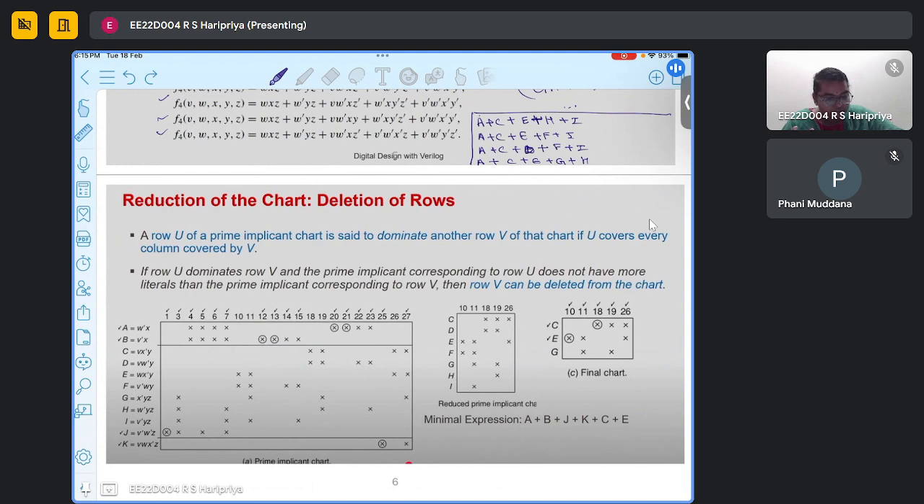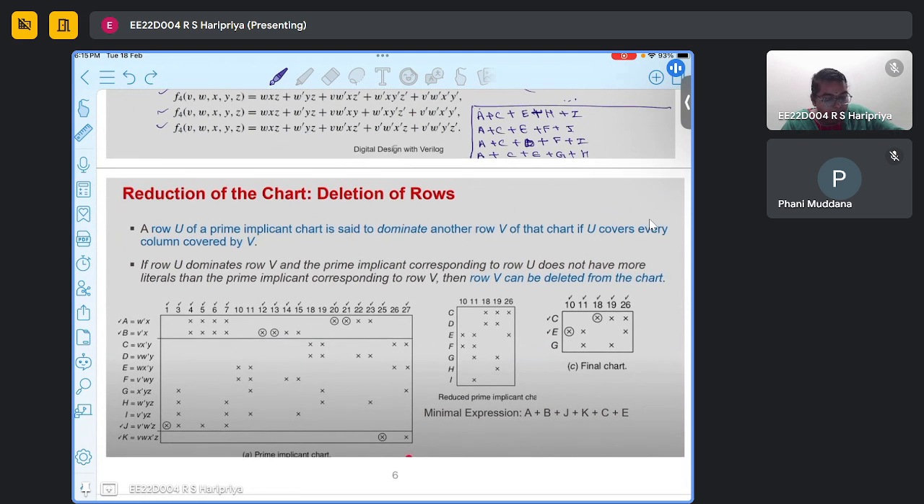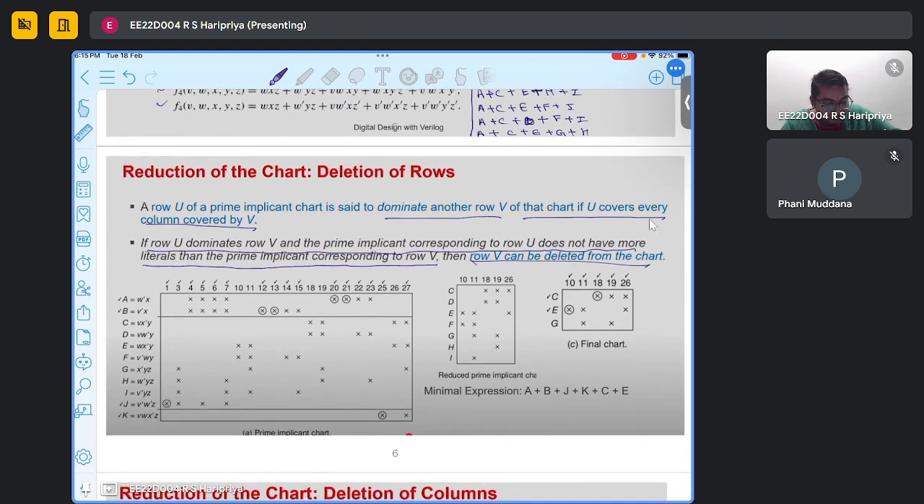So let's just see this example. A row U of a prime implicant chart is said to dominate another row V of that chart if U covers every column of V. So if row U dominates row V and the prime implicant corresponding to row U does not have more letters than the prime implicant corresponding to row V, we can delete V. If we consider this example, essential prime implicants are A, B, J and K.